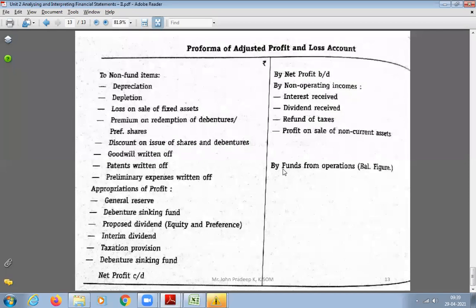Okay, students, are you getting confident regarding the adjusted P&L account? Can you do it? Yeah, no response. I can understand from that.